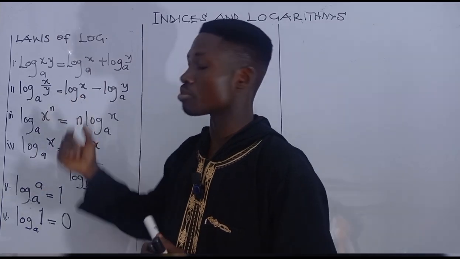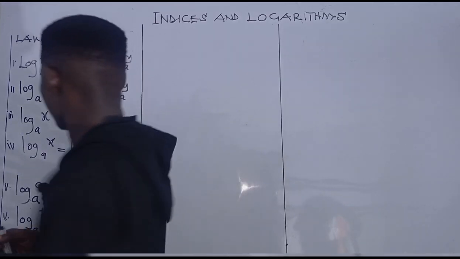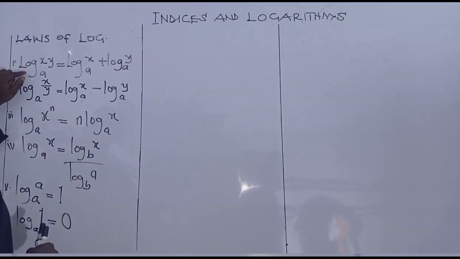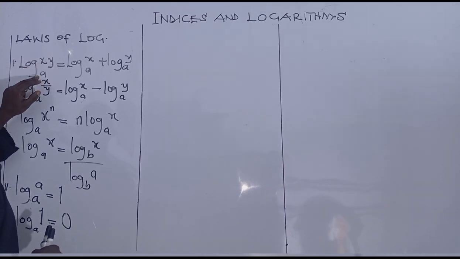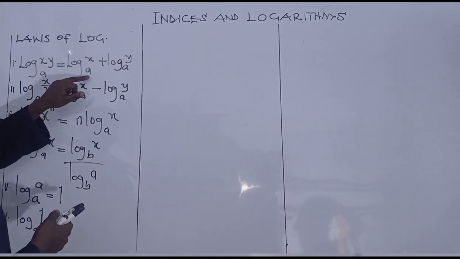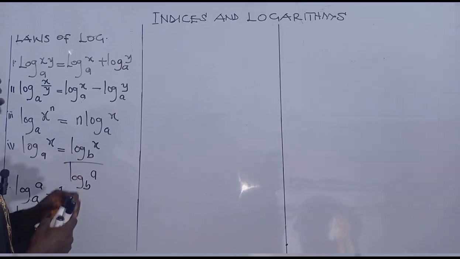So these are the laws and properties. Let's go through them one after the other. So we are saying that if you have the logarithm of x multiplied by y to the base of a, it is the same as taking the log of x to the base of a plus the log of y to the base of a. That is one of the laws.